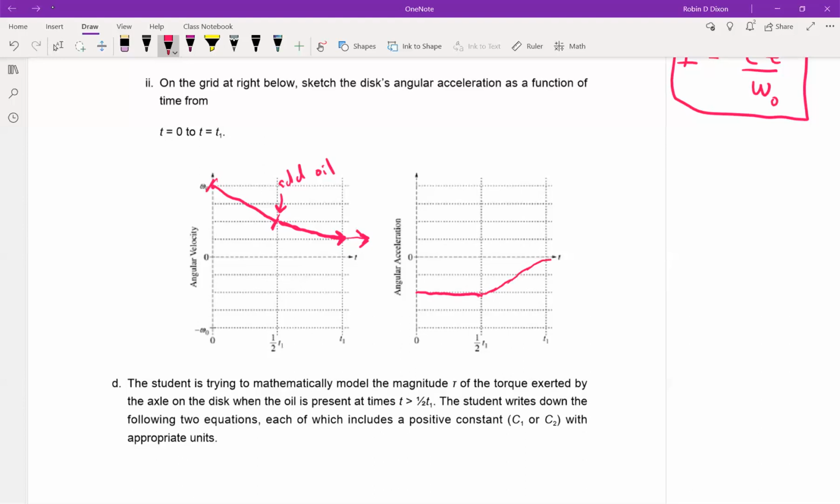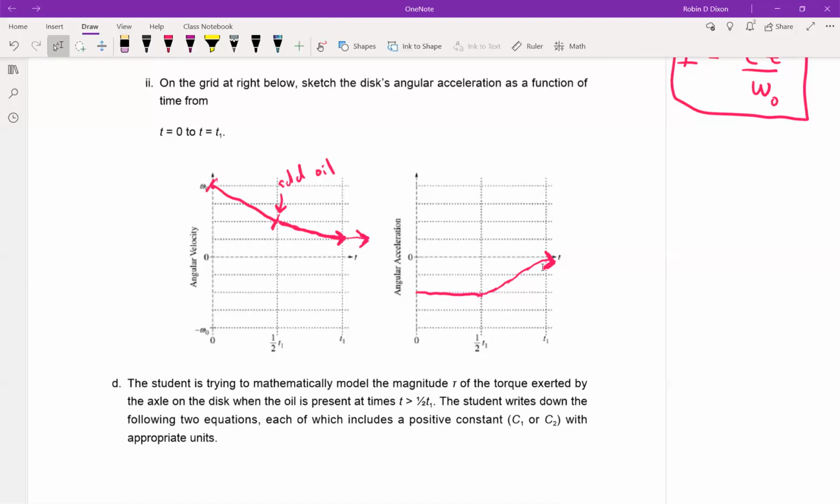All right. Kind of asymptotes off there because eventually the oil will run out. So maybe it does, maybe it doesn't approach 0, but the idea is the acceleration becomes less and less negative, because the slope over here on the angular velocity graph becomes less and less negative. Therefore, the angular acceleration becomes less and less negative, teetering out to 0. Okay, cool.